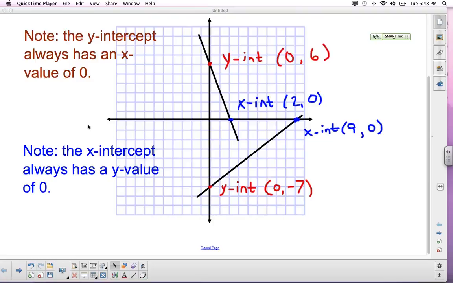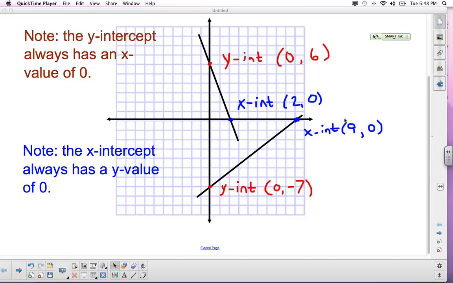The x-intercept always has a y value of 0. Notice that everything on the x-axis has a y value of 0. This x-intercept is (2, 0). This x-intercept is (9, 0). The y part of the coordinate is 0 in these cases.